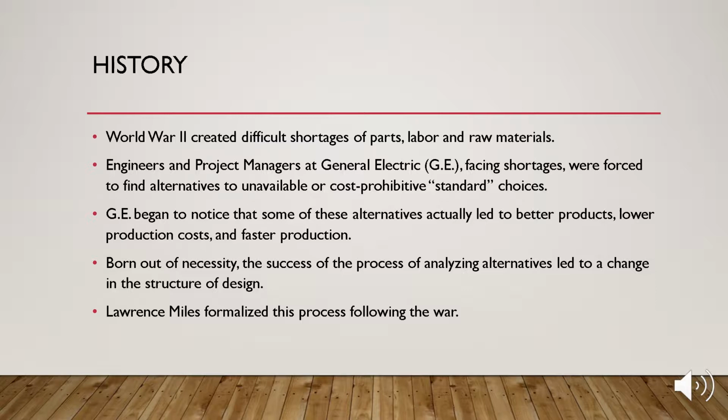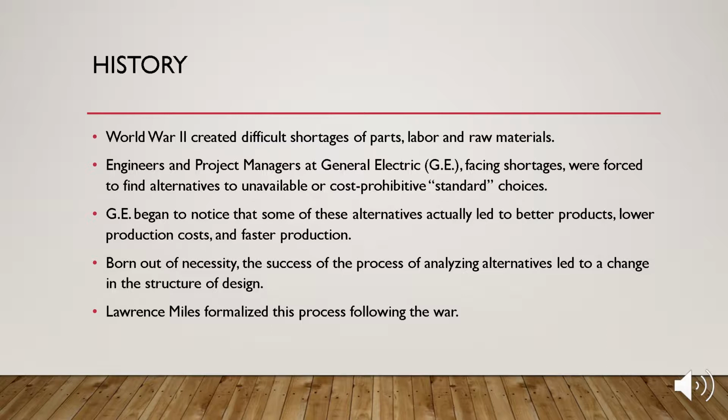Now, the United States during World War II was using an enormous amount of resources for the war effort, and by doing that, the United States created shortages of parts, of labor, of raw materials, and because of that, the industrial companies and manufacturing companies in the United States were facing those same shortages. They were forced to find alternatives because those parts and labor and raw materials were just unavailable or so in demand that they were cost prohibitive.